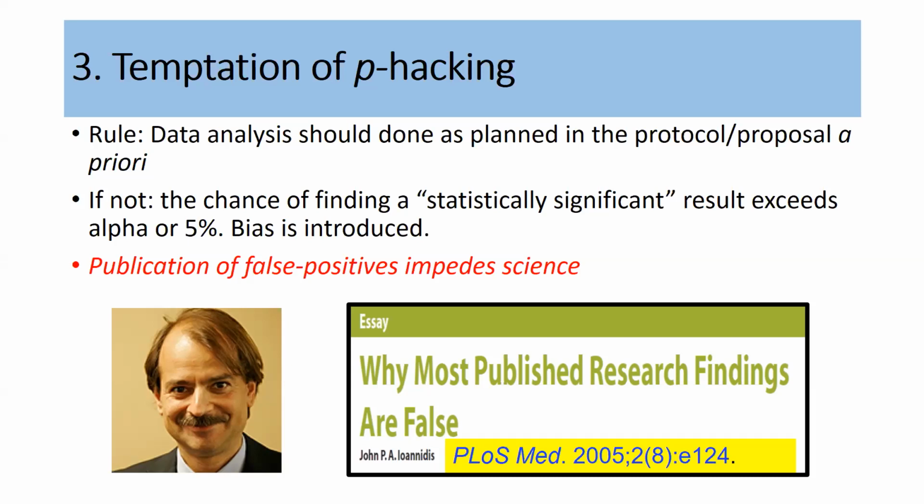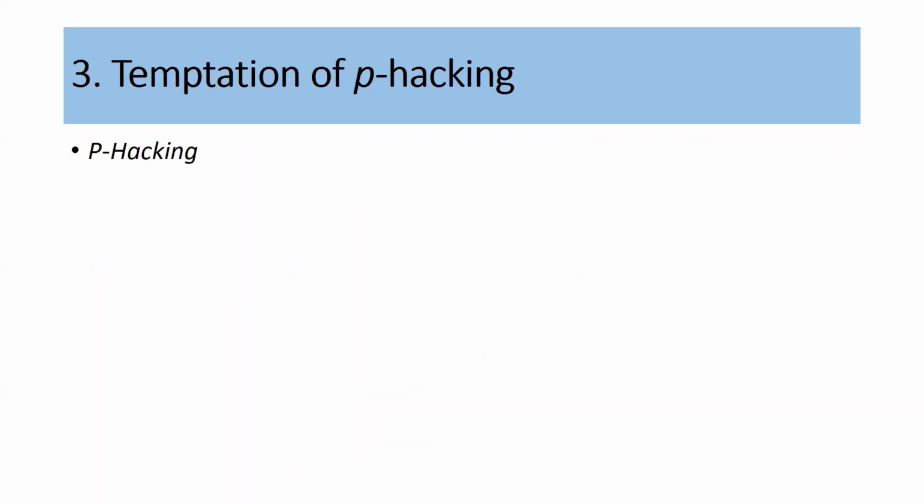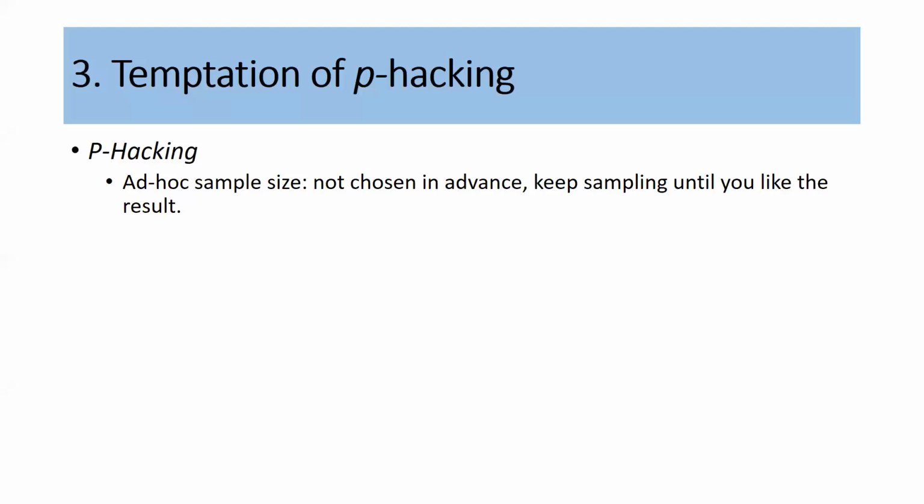John Ioannidis claimed this in 2005 when he said, an overwhelming number, over 90% of published articles report p-values of 0.05 or less, and many of these claims are likely to be false. So p-hacking is an umbrella term for many practices which include ad hoc sample size selection, HARKing, cherry picking, and more. Ad hoc sample size selection differs from planned adaptive sample size methods that compensate for alpha spending. Ad hoc sample size is where you would not define your sample size in advance, but keep sampling until you like the result and then stop.